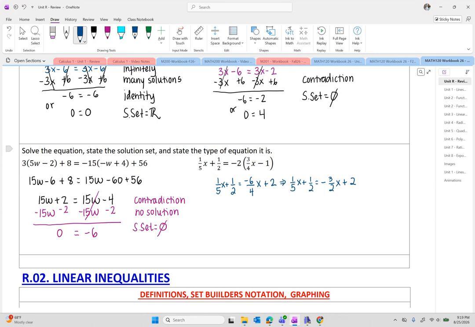I will choose to eliminate the denominators. I will do that by multiplying both sides by the least common denominator. This is a number that is divisible by both 2 and 5, and that number is 10. And I will choose to not multiply, but to simplify first. So I will say 10 times 1 divided by 5, x plus 10 times 1 divided by 2 equals negative 3 times 10 divided by 2, x, and then plus 2 times 10, 20.